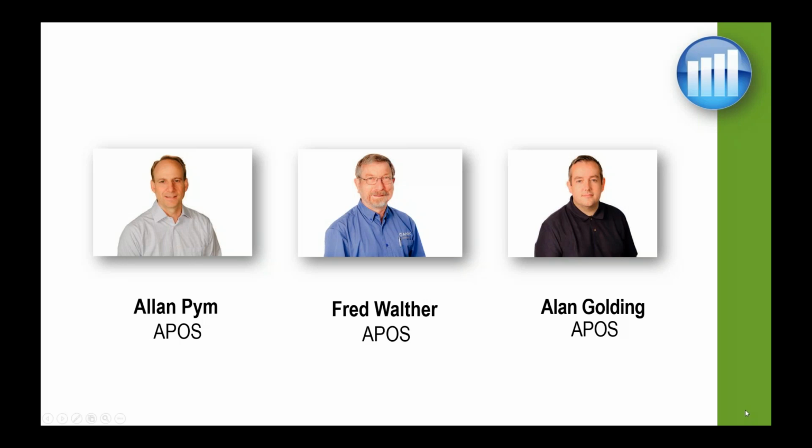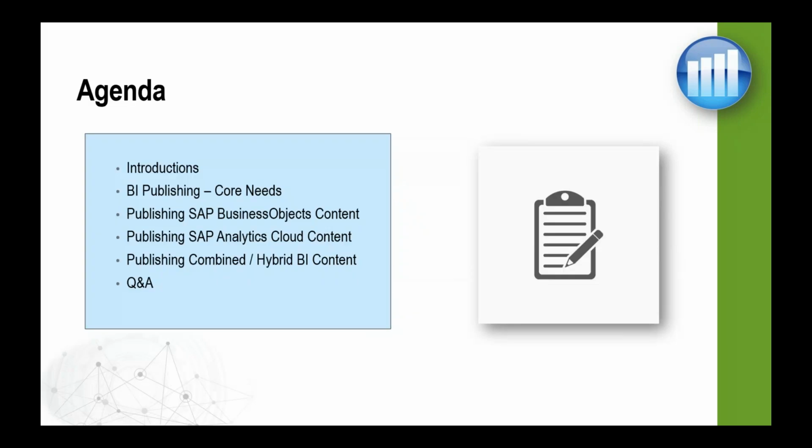We will be covering our agenda today with some introduction time. Then we'll get into defining core needs around BI publishing. We'll be looking specifically at publishing for Business Objects content, publishing for Analytics Cloud content, and then bringing that together into hybrid publishing. We will have some Q&A time at the end of the session, but we want you to get your questions into the input panel or the question panel in the webinar console as they come to mind. We will endeavor to get those answered for you during today's session and at the end during the Q&A.